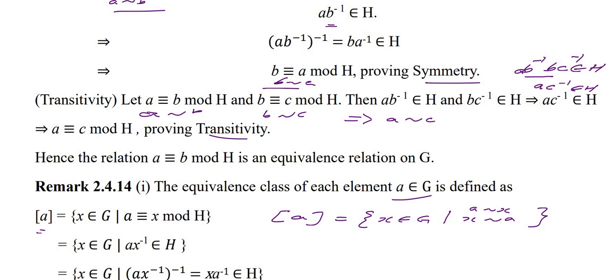So, but A related to X, how is it defined? A is congruent to X mod H. And how is that congruence defined? This is how it is defined: AX inverse belongs to H.